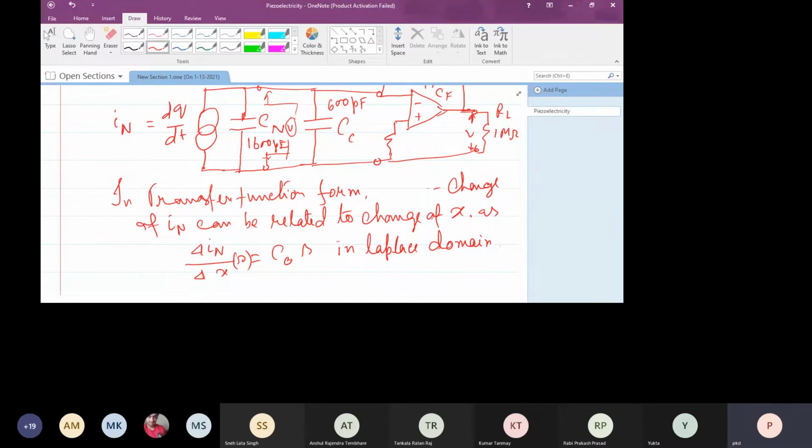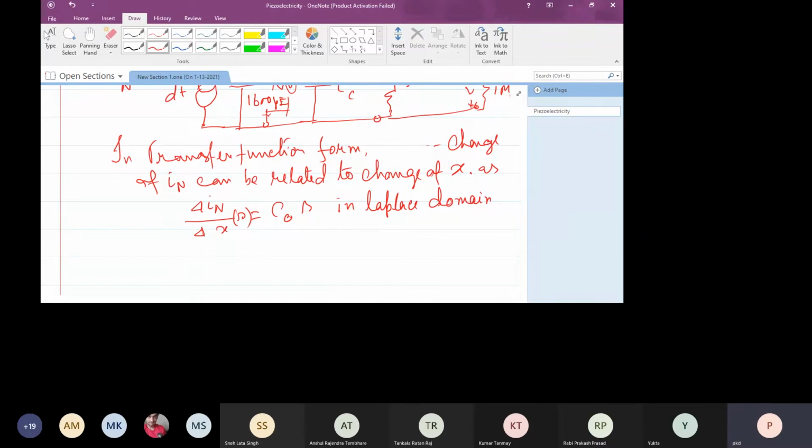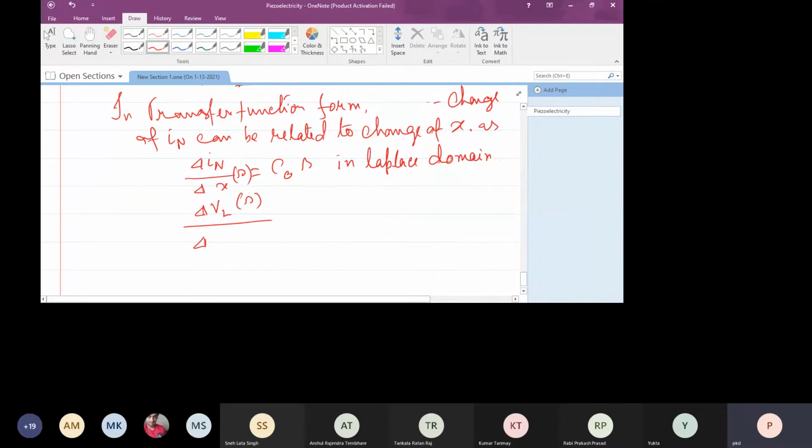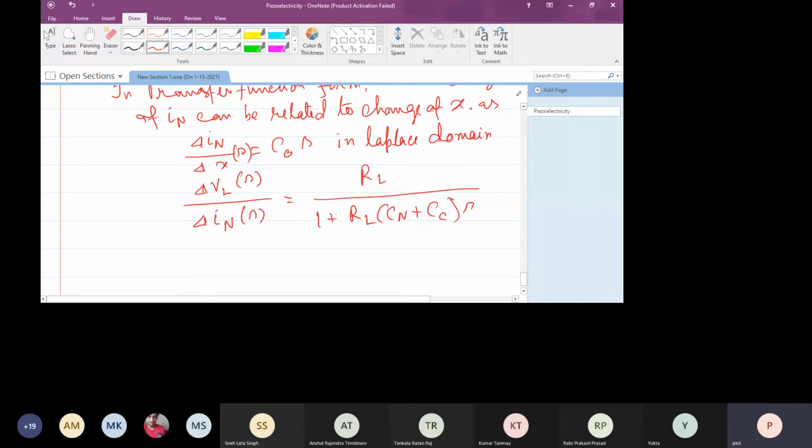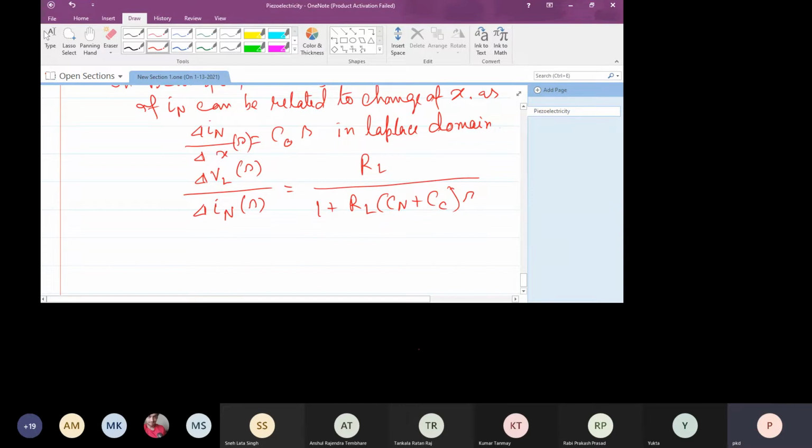Now, because we are measuring voltage, the change of VL is delta IN times RL, the load, over 1 plus RL times (CN plus CC) S. So it is simply dependent on the input impedance of the voltmeter, the cable capacitance, and the capacitance of the piezoelectric transducer.